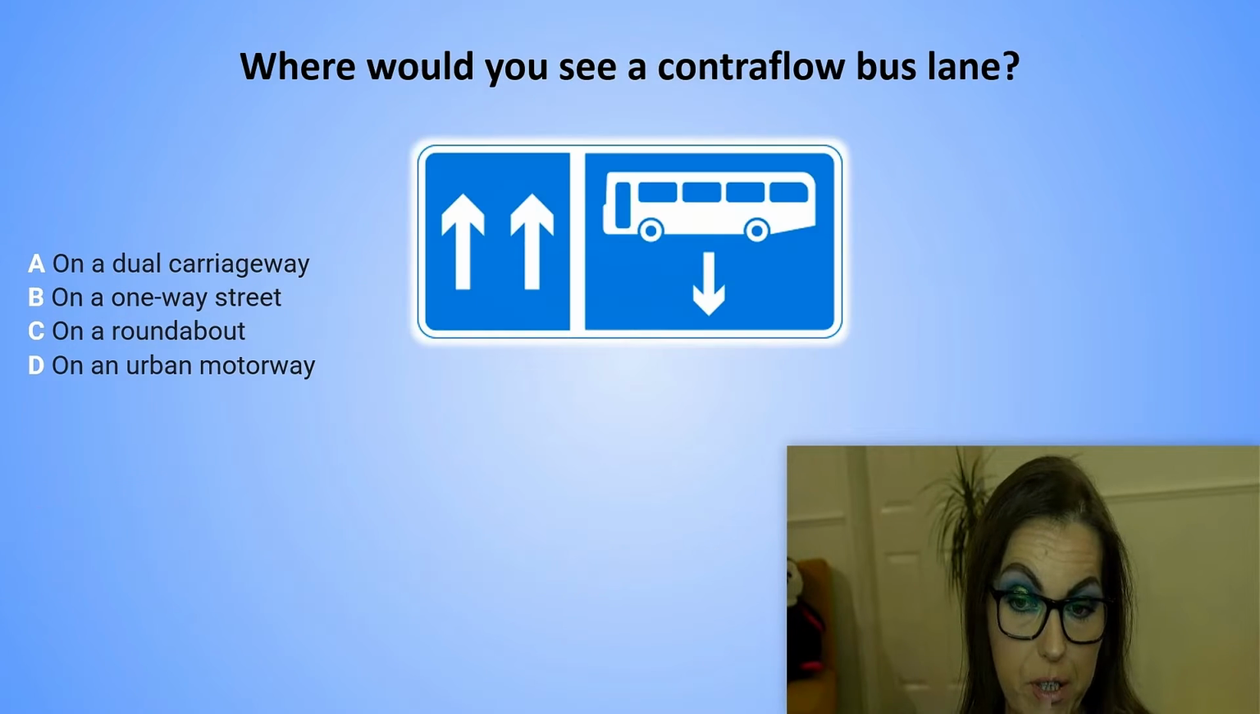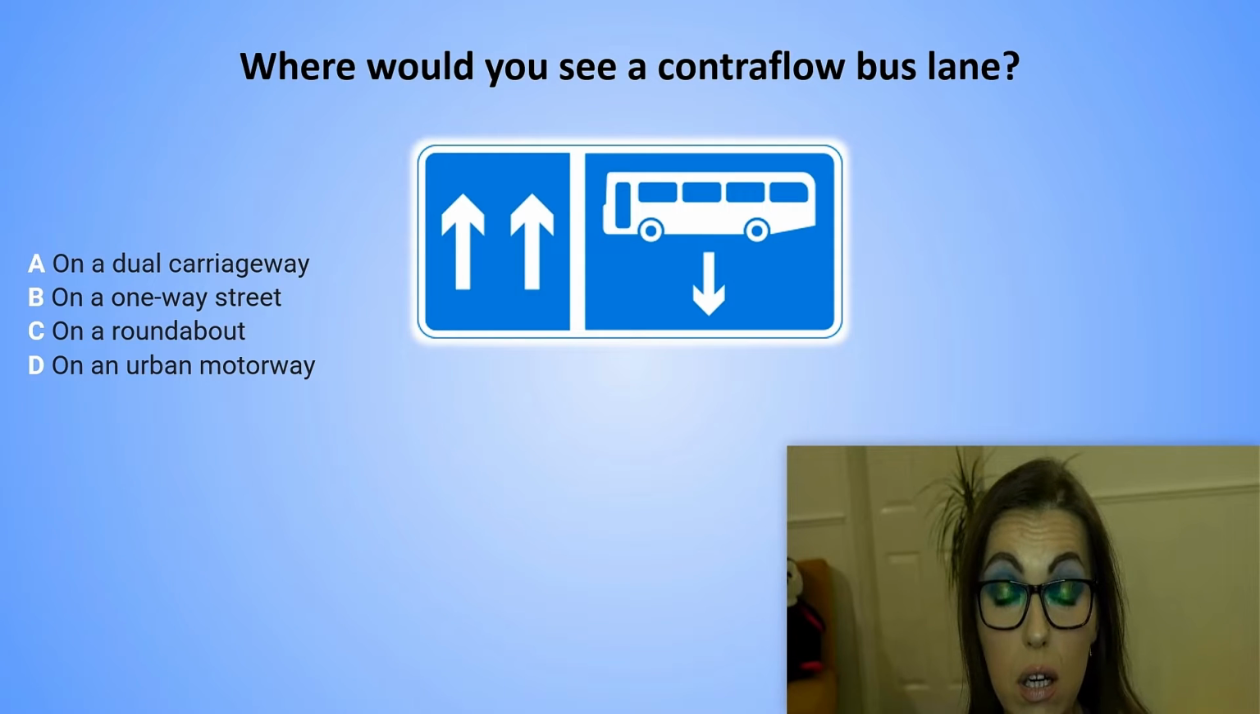Next question. Where would you see a contraflow bus lane? A. On a dual carriageway. B. On a one-way street. C. On a roundabout. Or D. On an urban motorway.